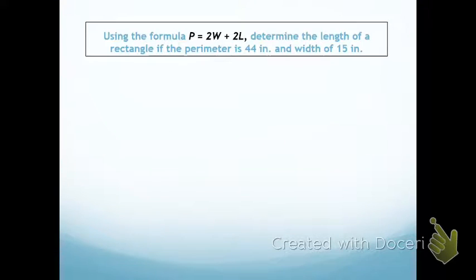Our third example has a different formula. And this formula says, using the formula P equals 2W plus 2L, determine the length of a rectangle if the perimeter is 44 inches and the width is 15 inches. Again, I want to look at the problem and figure out what information they tell me and what they're looking for. So let's start. First thing it says, determine the length. That's going to be our L. The second thing it tells us is that the perimeter is 44 inches. That's our P. The last thing it tells us is the width is 15 inches. That's our W.